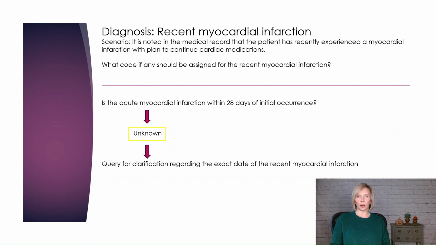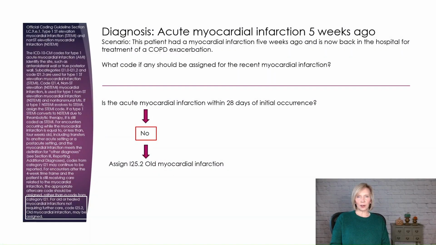In this scenario, it's noted in the record that the patient has recently experienced a myocardial infarction with plan to continue cardiac medications. What code, if any, should be assigned for the myocardial infarction? In this case, the documentation is vague and lacks sufficient information for an accurate diagnosis code assignment. So it would be necessary to initiate a query in order to seek clarification regarding the exact date of the recent heart attack, so that the correct code may be assigned.